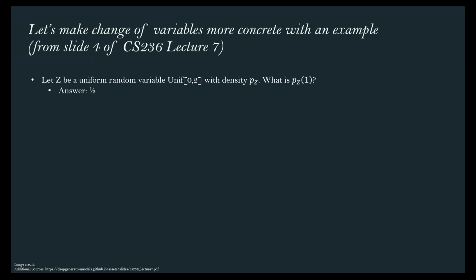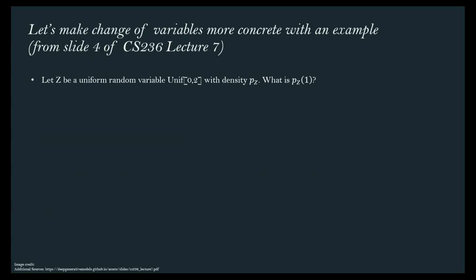All right, so I was going to make change of variables a little bit more concrete. Sounds like everyone's pretty familiar with this, but I like this example that I found on another class. I don't know if anybody else has come across this CS236 class, at Berkeley or Stanford, I never remember which one. But they had a cool little example in their slides. So, if Z is a uniform random variable, uniform on 0 to 2 with a density pZ, what is pZ of 1? And I jumped ahead of myself and just gave the answer away, unfortunately.